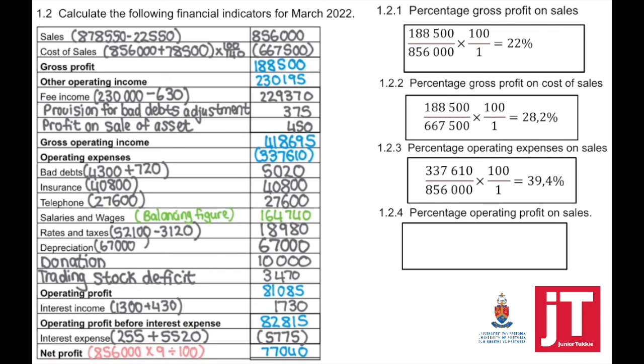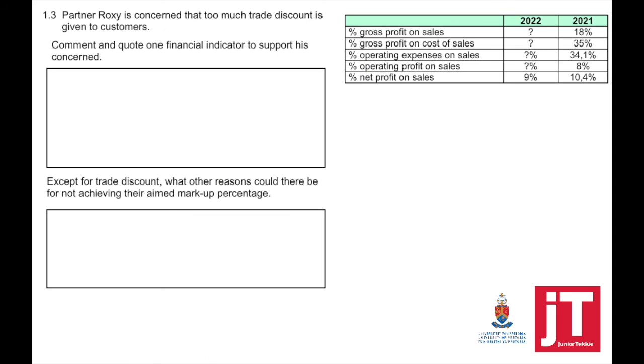times 100 equals 39.4%. Then question number 4, percentage operating profit on sales. Your operating profit divided by sales times 100 equals 9.5%. Question 1.3, partner Roxy is concerned that too much trade discount is given to customers. Comment and quote one financial indicator to support his concern.